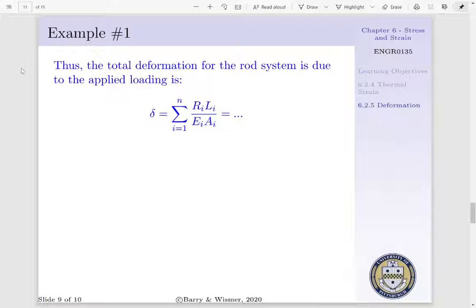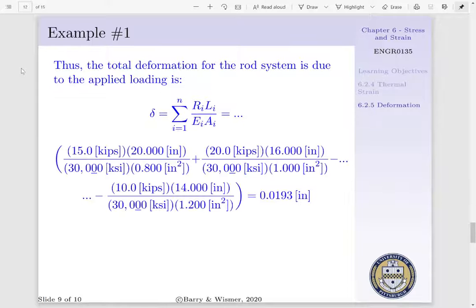The total deformation for the rod system due to our applied loading is given as delta equals the sum from i = 1 to n of R_i L_i per E_i A_i. Now n is going to be equal to 3 for our 3 unique segments. Thus, we'd have our first segment going between C and D, where our internal reactionary force was 15.0 kips, our length was given as 20.000 inches, our modulus of elasticity is given as 30,000 ksi, and our cross-sectional area is given as 0.800 inches squared.